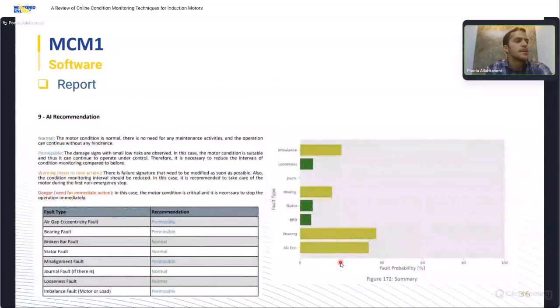As you can see here, there is a percentage based probability assessment for a motor that gives us the general status of the electric motor.